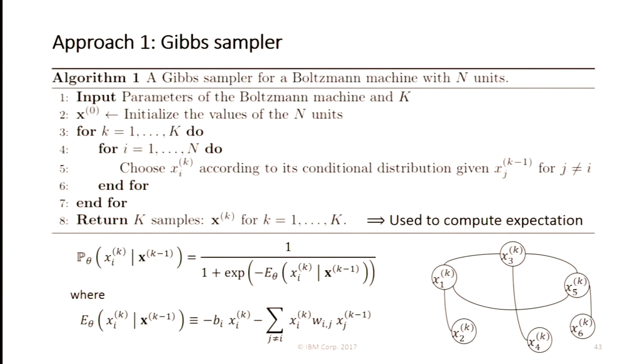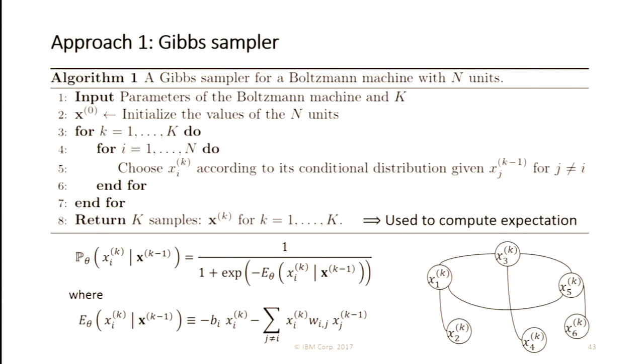The first general approach, which has been quite popular, is Gibbs sampling. So the idea is to take some k samples from the distribution that approximates the model distribution, and use these k samples to compute the sample expected values.